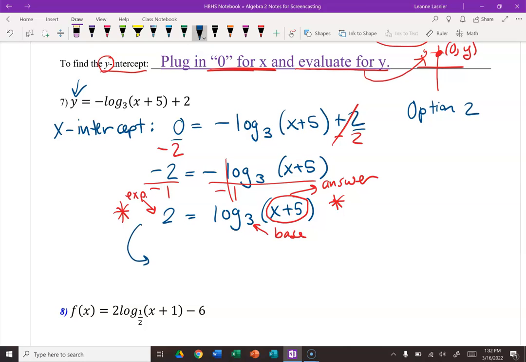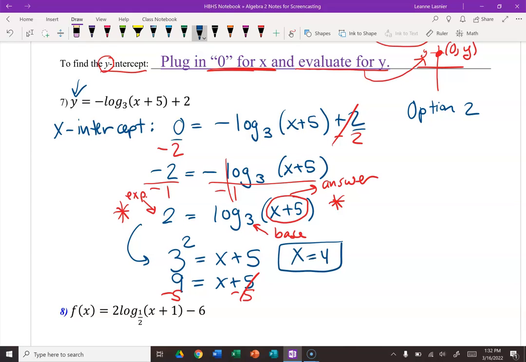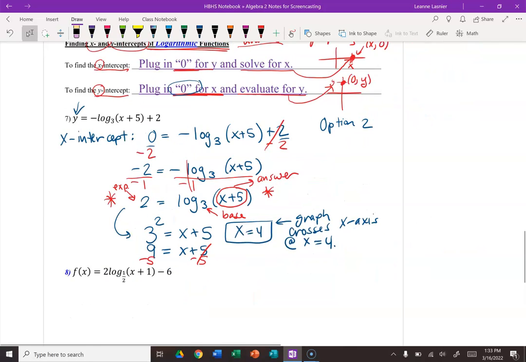So this expression is equivalent to saying 3 squared is equal to x plus 5, or 9 is equal to x plus 5. And then from there we just isolate x, subtract the 5 from both sides, and we find that x equals 4. So what that tells me is that this graph will cross the x-axis where x equals 4. Okay, and then for the y-intercept, we would do a similar process, except we would be plugging in 0 for x. So I am going to do that over here.